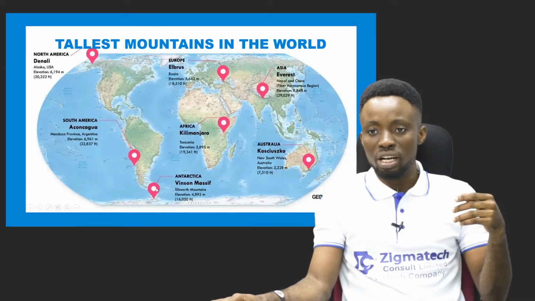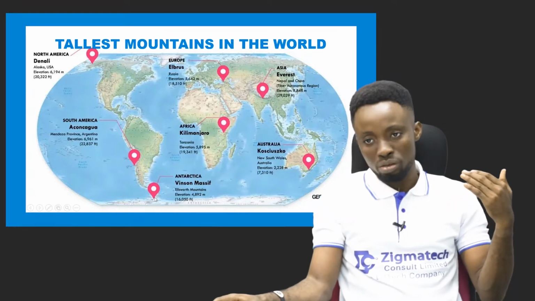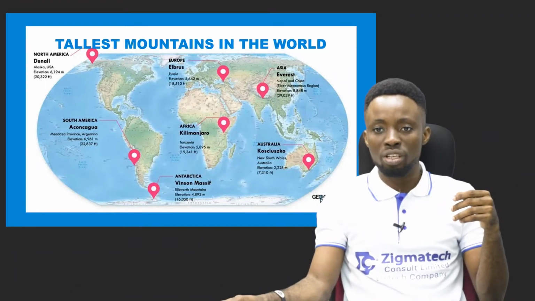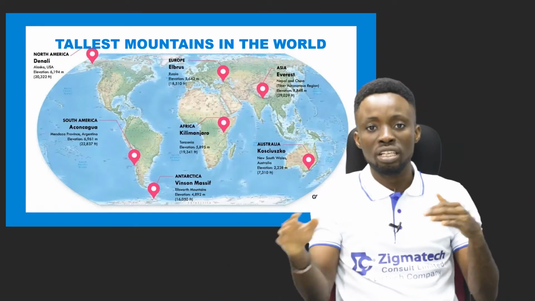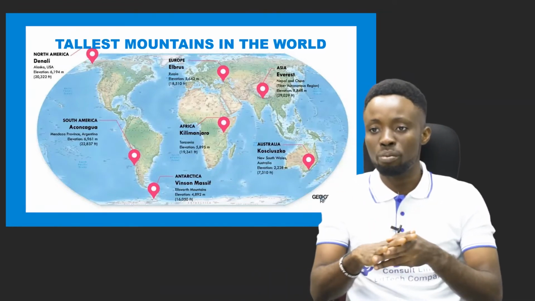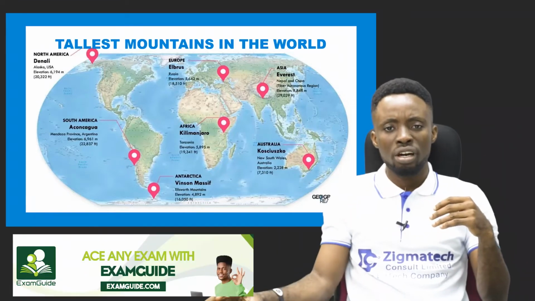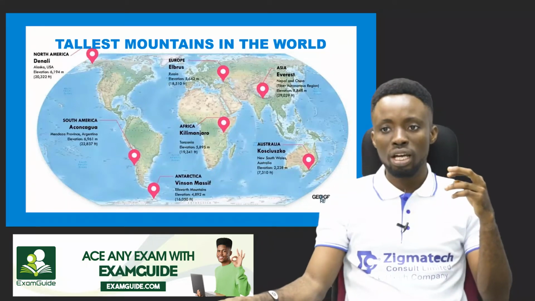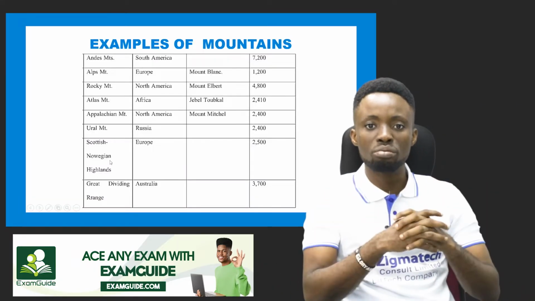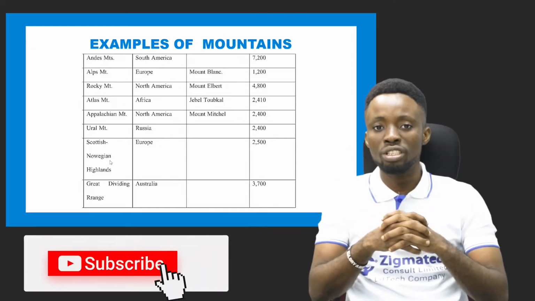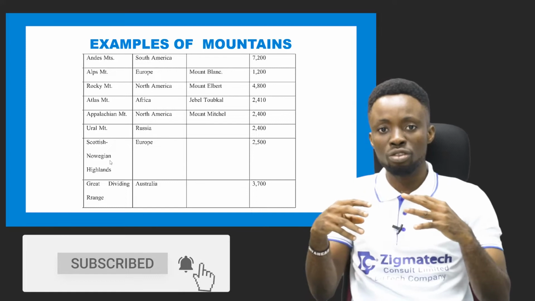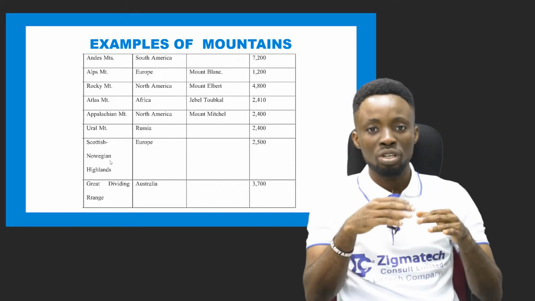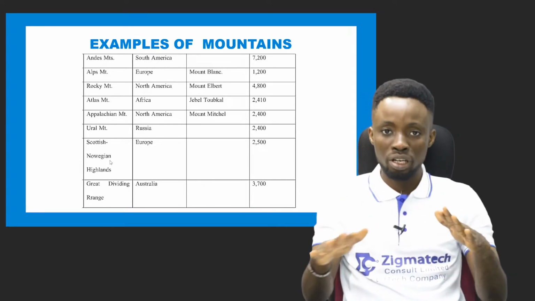Then in Antarctica, we have the Vinson Massif, which is 16,000 feet high, and in South America, Aconcagua has an elevation of about 22,000 feet from the sea level. So these are some of the tallest mountains we have in the world. So we can as well look at some important mountains that are found in some mountain ranges in the world. And previously we've looked at Mountain Everest, which is in the Himalayas. The Himalayas consist of Everest and a few other smaller mountains.